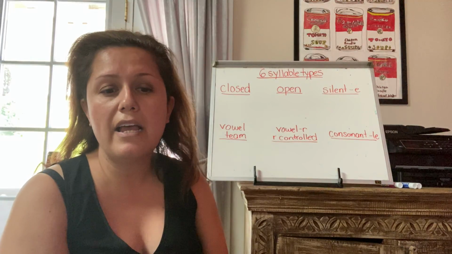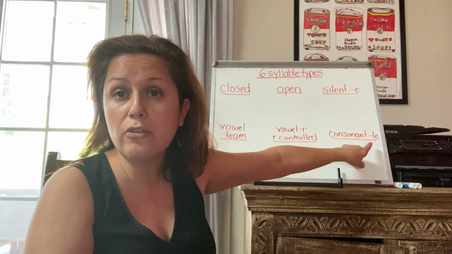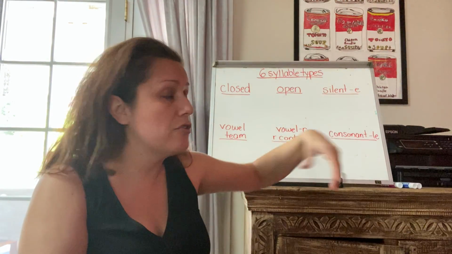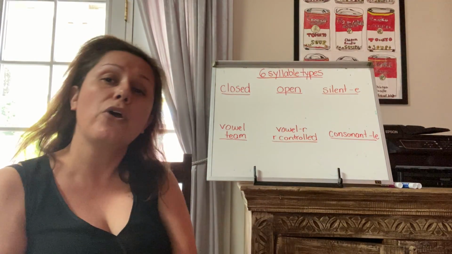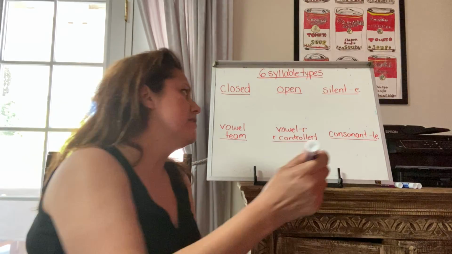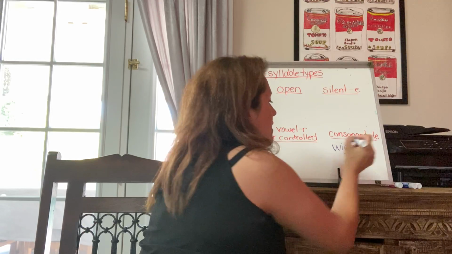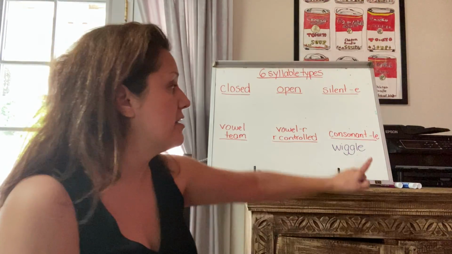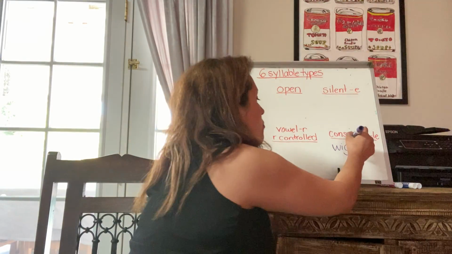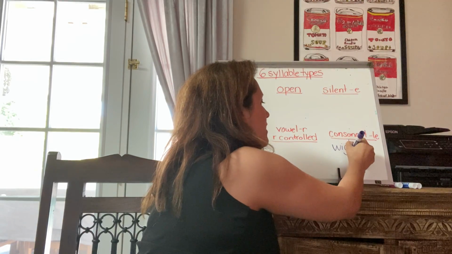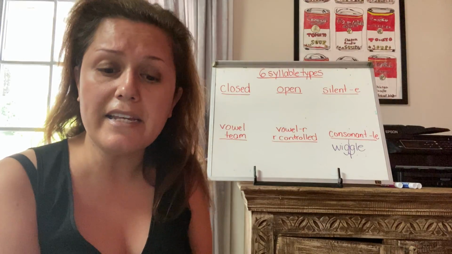Let's start with consonant LE words. What you need to look for is usually that after the word they add an LE. For example, if I have the word wiggle, wiggle is spelled like this. And as you can see, there's an LE at the end. So if I want to break up the word wiggle, I break it up right here, right in the middle, wiggle. And it has the LE at the end.